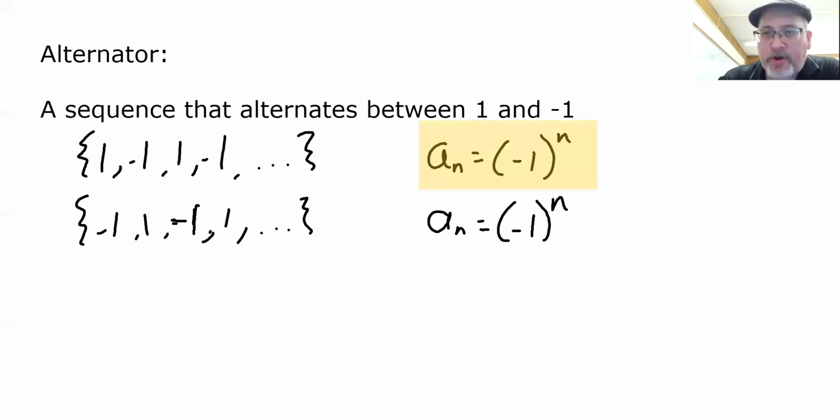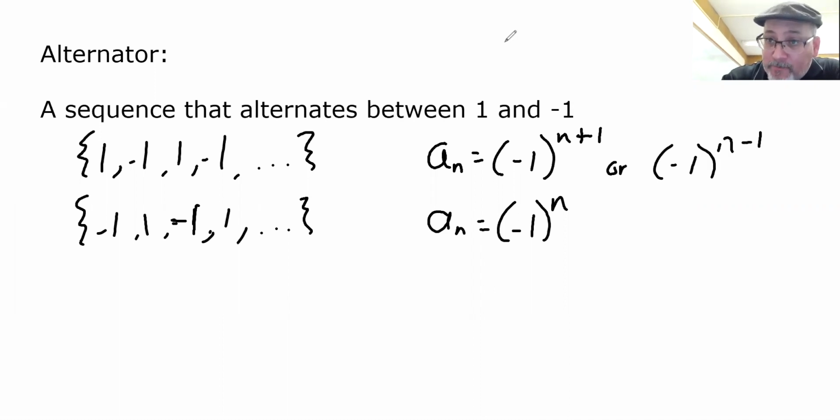if we put in n equals 1 right now, we get negative 1 to the first power, which is negative 1, but the first term is supposed to be positive 1. So if your alternator should start out positive, you have to slide the exponent up by 1. You have to translate the exponent by 1, so that when you put in n equals 1, the exponent is even. Now, we could also do negative 1 to the n minus 1, because if we put in n equals 1, then 1 minus 1 is 0, and any nonzero number to the 0 power is 1. So either one of those would be good alternators if you need to start out with a positive term.